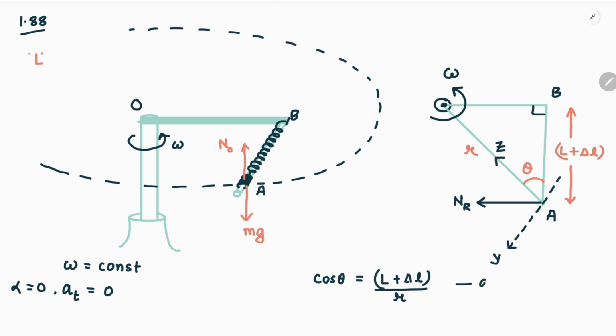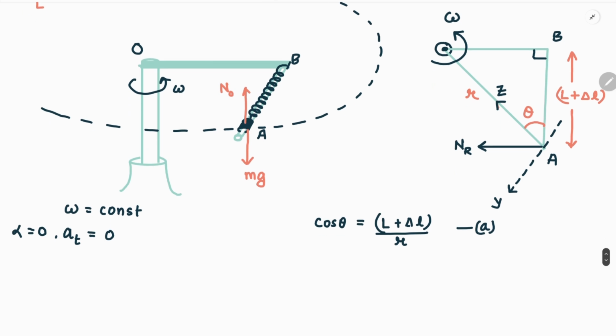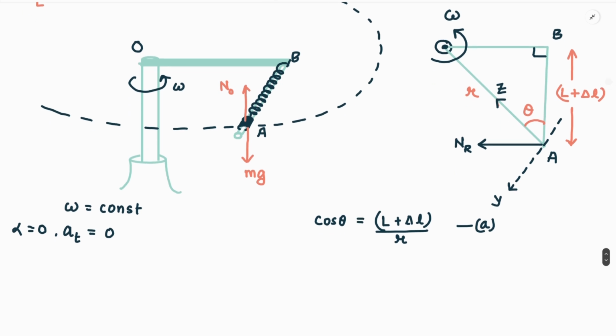So this is the first expression that we write, equation A. Now we think in terms of the forces which will act in the y-axis direction. So if we think in terms of the forces, let us identify the forces. The first force that we identify is the normal reaction force which will be provided by the sleeve in this direction. This is the vertical component of force which we have already discussed, and this is the horizontal component NR in this direction.